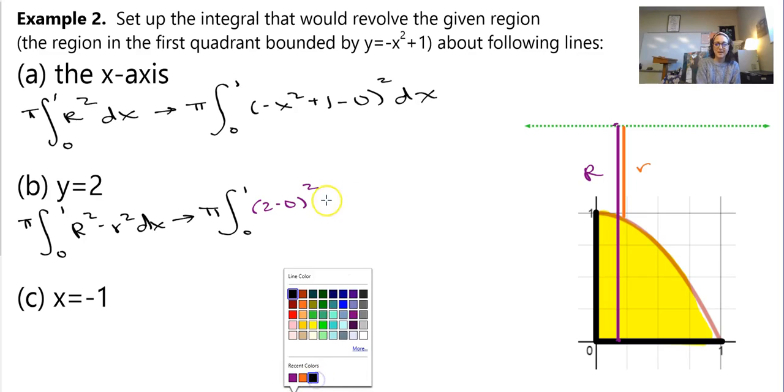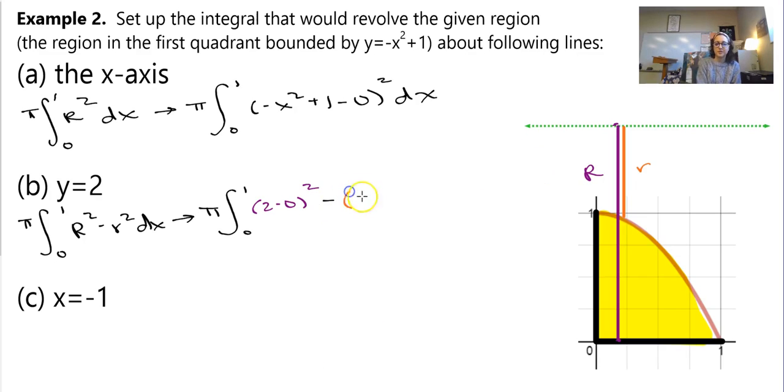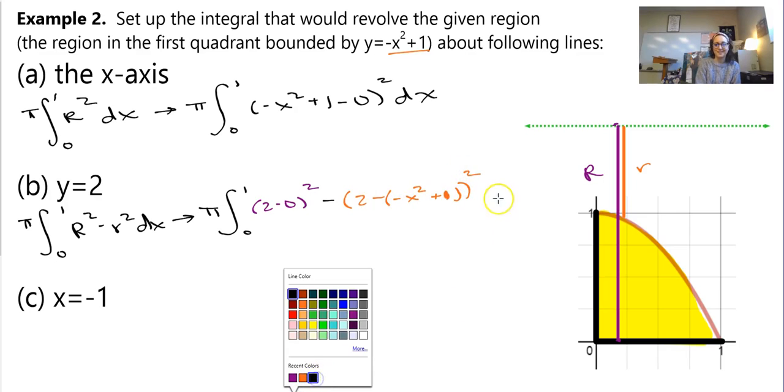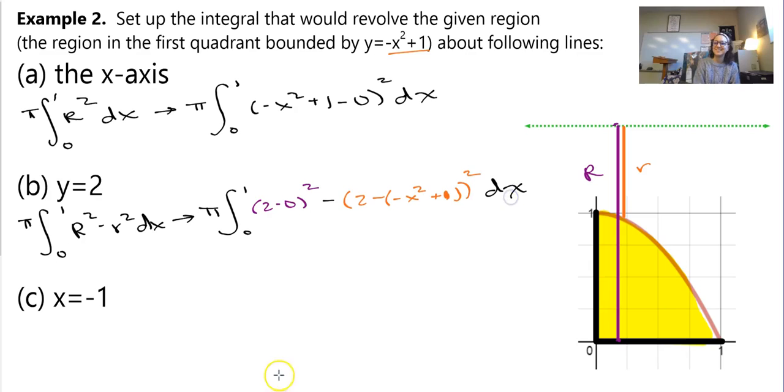All right, then minus, now we need to subtract out the little r, right? So what's the top for little r? Also 2, and what's the bottom? It's that quadratic, right? Make sure we've got parentheses here, or distribute the negative either way. So we've got 2 minus the quantity negative x squared plus 1, and then that whole thing squared. And then all of that here is finally the period at the end of the sentence, dx. Okay, all right, let's try part C.